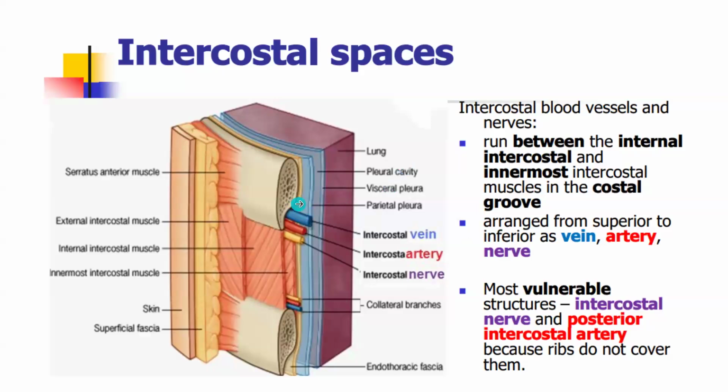So I think Ahmed discussed this in a question too. They run through these two muscles, the internal intercostal muscle and the innermost intercostal muscle, and they run in the order of VAN. The most vulnerable to damage is the intercostal nerve because it's the least covered by the rib. And that's basically it. It's just a recall question.